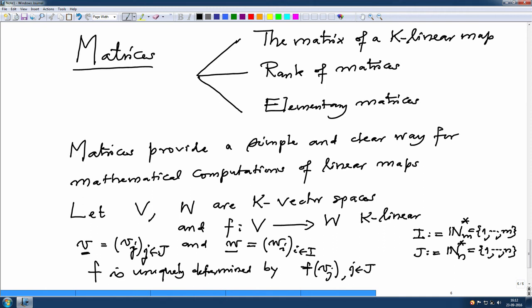So, for this reason, I am going to write these vectors, they are vectors in W now, these are in W. So, I want to write them by using this basis w_i of W. These are K bases of V and W respectively. Okay, so what do we do?